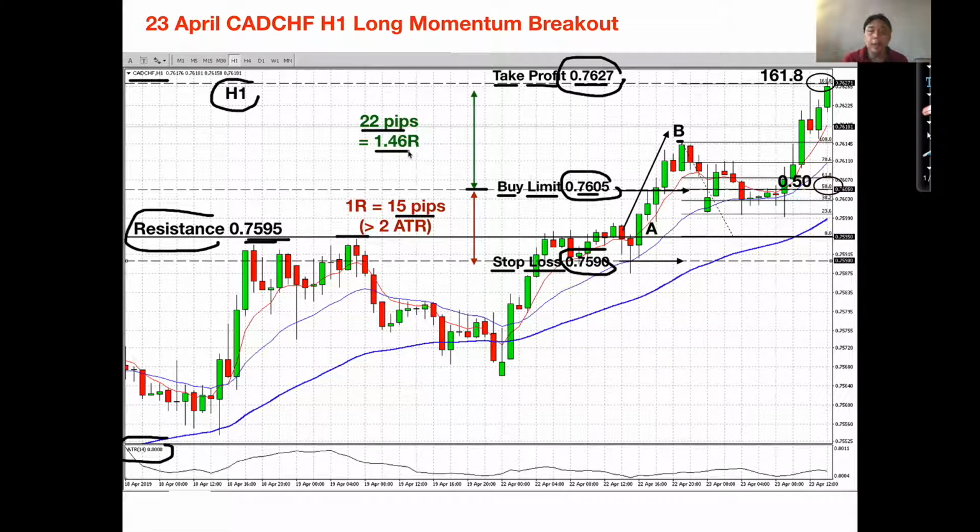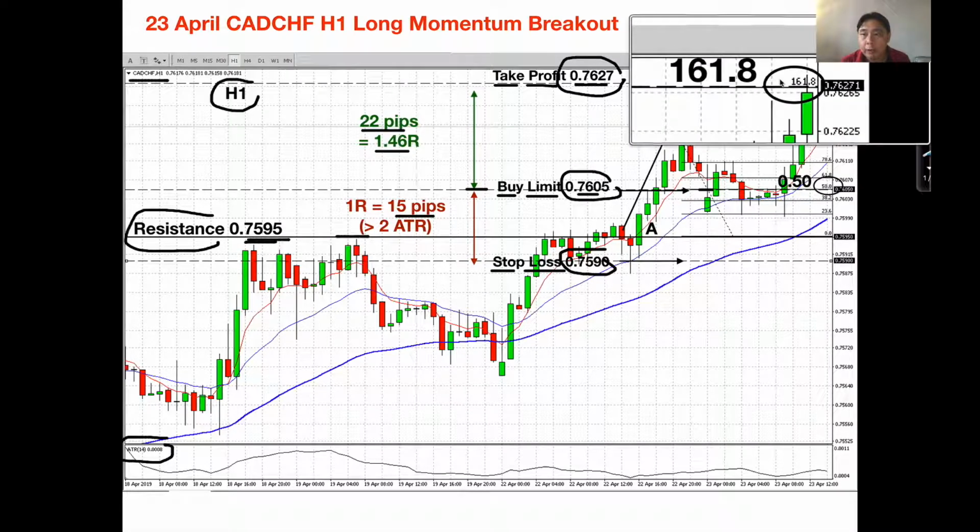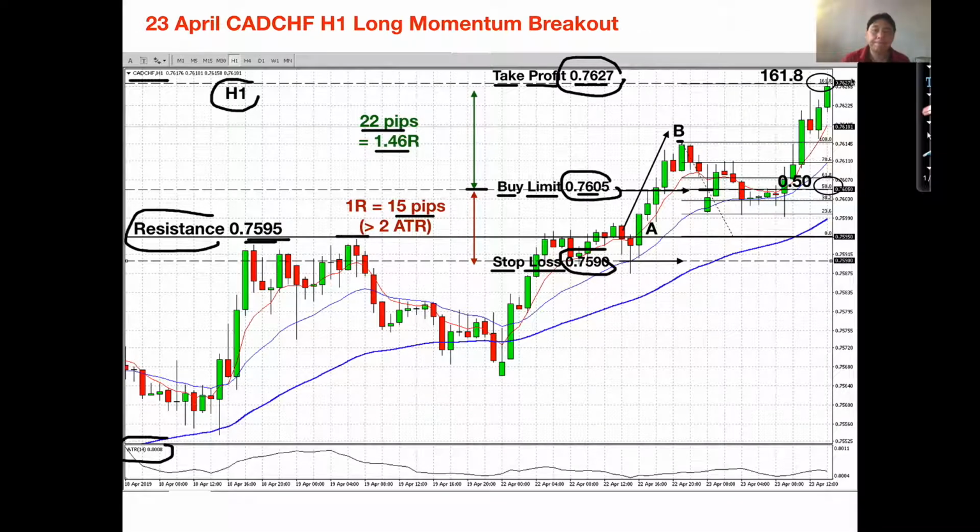I took it. Yeah. So what happened was the price indeed went down, and it went down to 7605, triggered my buy order, went down a bit lower than that, and then went up and hit the profit target of 7627. Okay, so this was the 23rd of April CAD franc trade on H1.